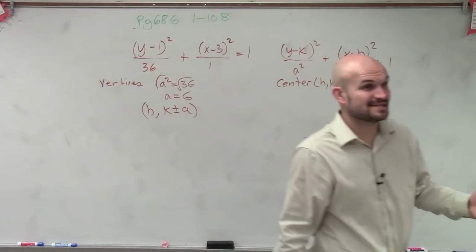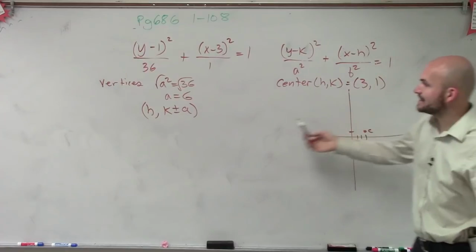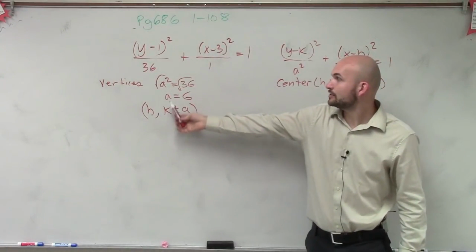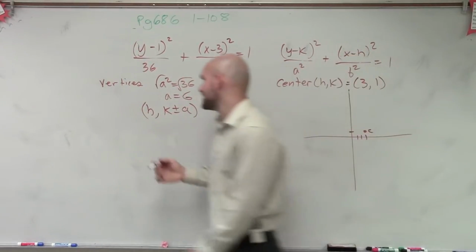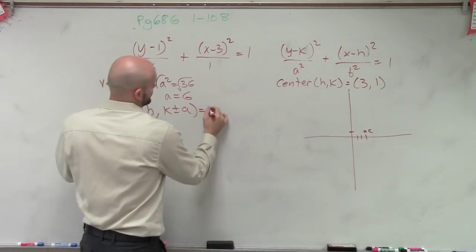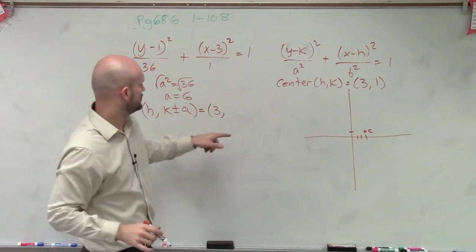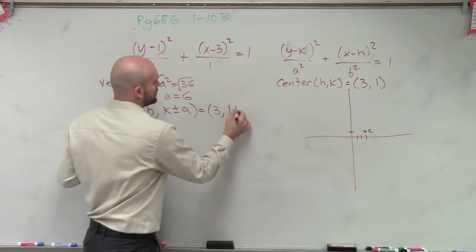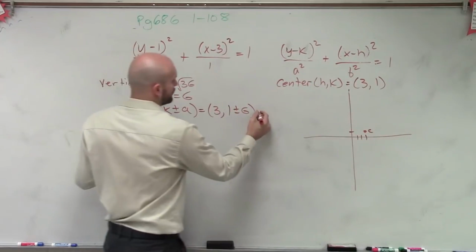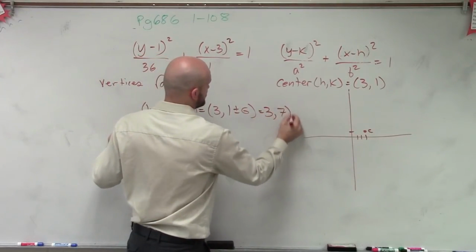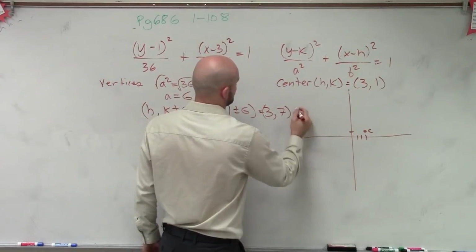So your h remains the same as your center, right? 3 is not going to change. But now what you're going to do is add your a to the k, and you have to add or subtract it. So let's take a look at this. My h is 3, and my k is 1 plus or minus 6. So therefore, I'm going to have two vertices, which are 3, comma 7 and 3, comma negative 5.